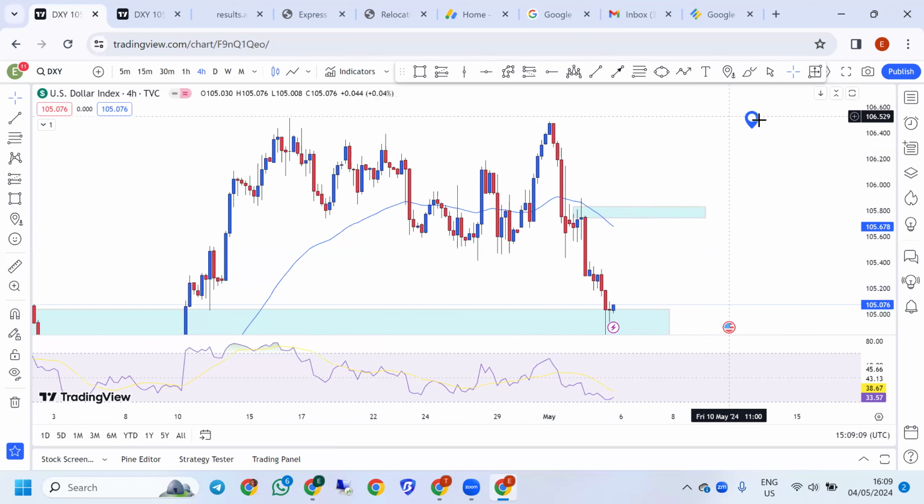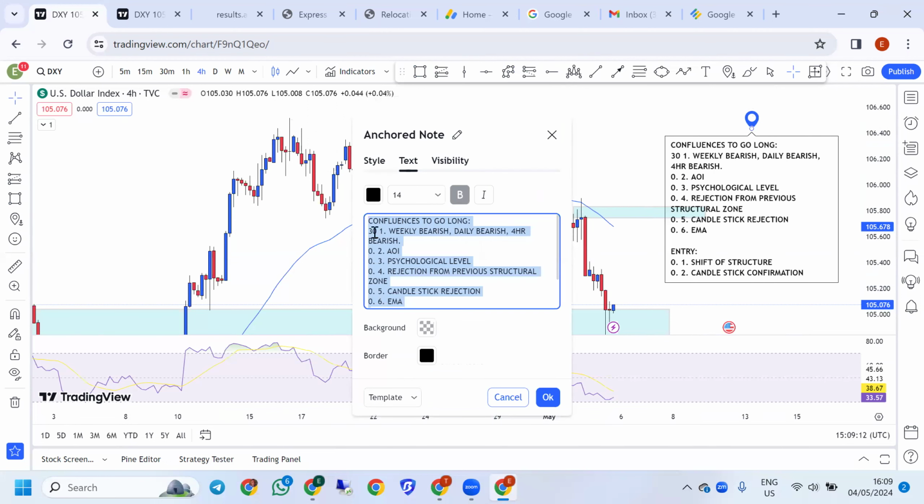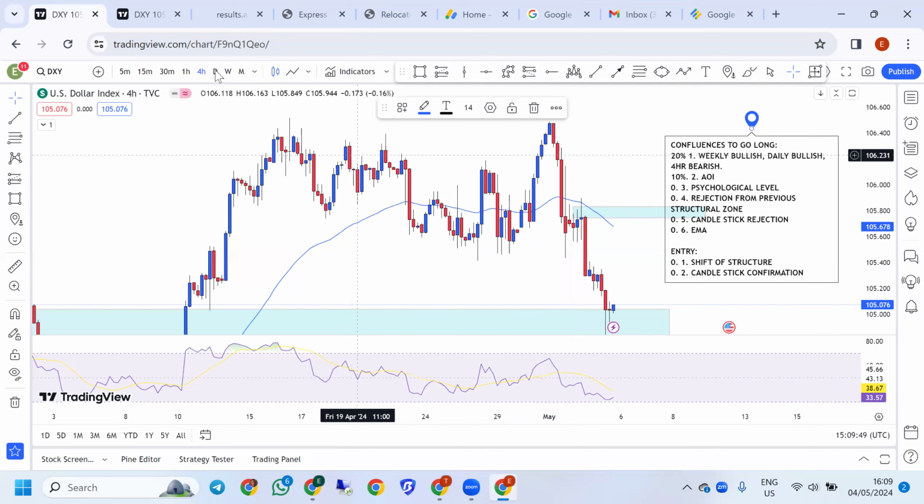So for now, what we have is 20%, because weekly is bullish, daily is bullish, and 4-hour is bearish. AOI 10%. Our area of interest, the market is actually at our area of interest right now. You can see on the daily time frame.